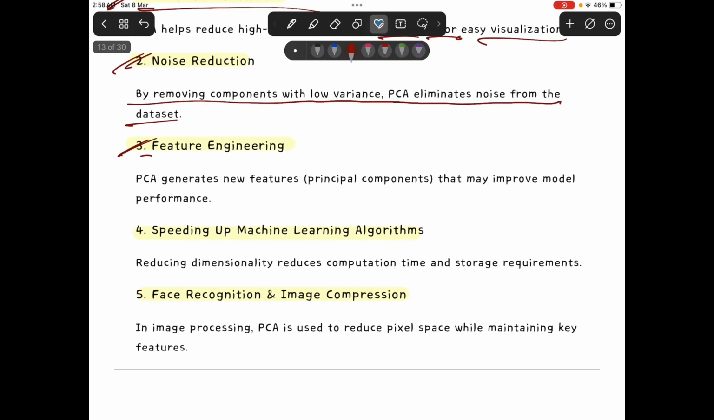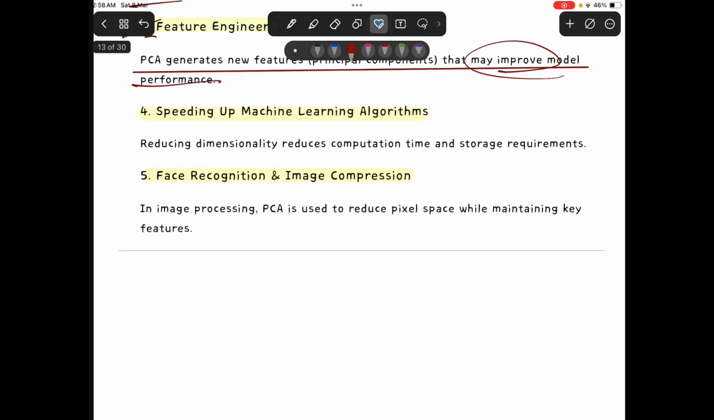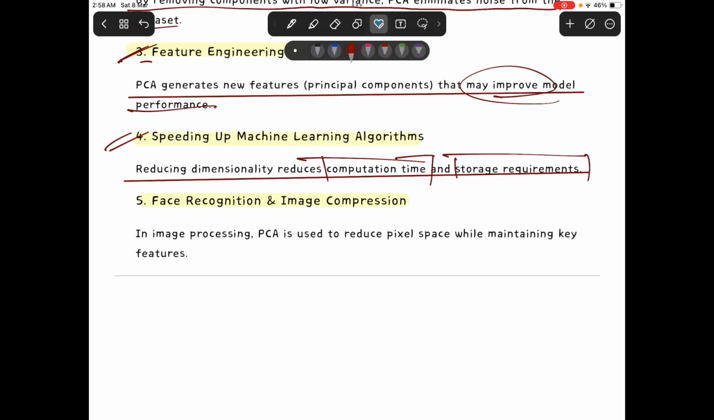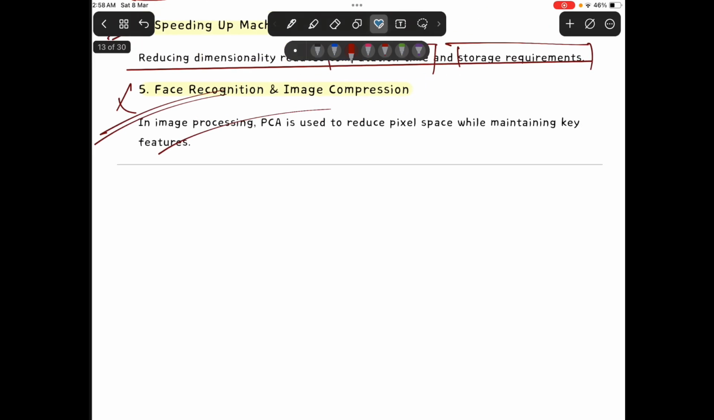The third one is feature engineering. PCA generates new features, the principal components, that may improve model performance. We have studied this too. Next is speeding up machine learning algorithms. Reducing dimensionality reduces the computation time and storage requirements. We have also discussed this in the initial parts. This is just a use case, don't read this one.